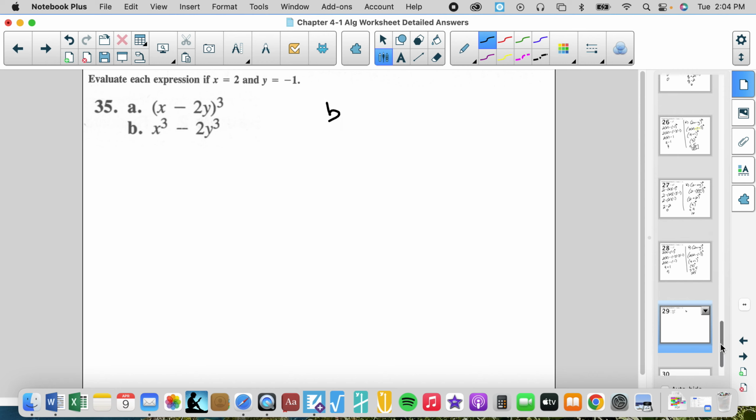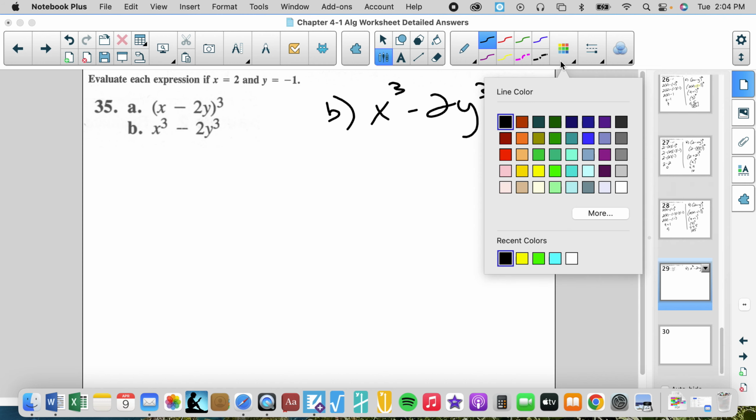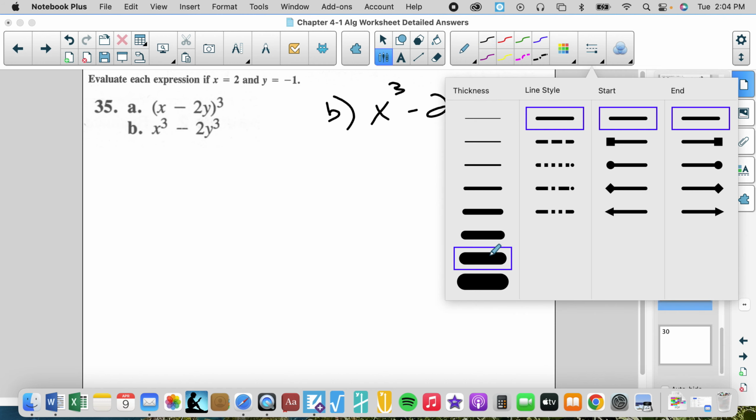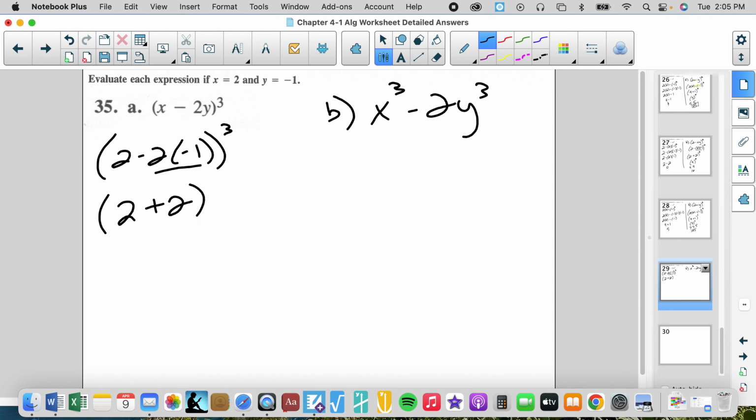Last one? Yep, last one. x to the third minus 2y to the third. Okay, that's going to be the quantity of 2 minus 2 times -1 quantity cubed. We'll do what's inside the grouping symbols. That is 2 plus 2, because we're going to do the product. Then we're going to add the grouping symbol. And then we have 4 times 4 times 4, which is 64.